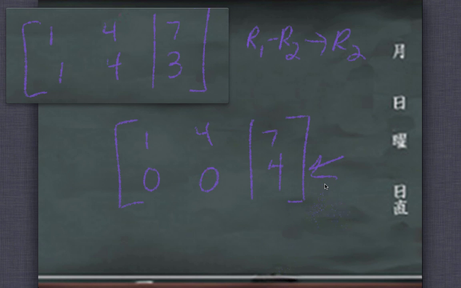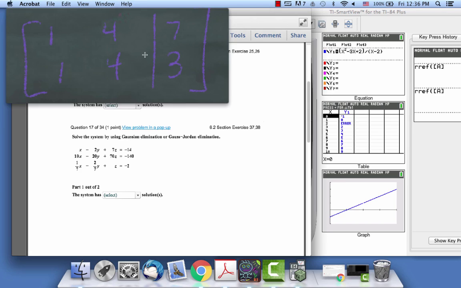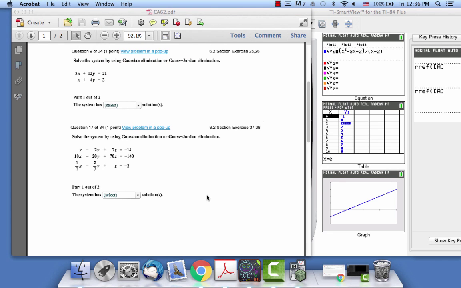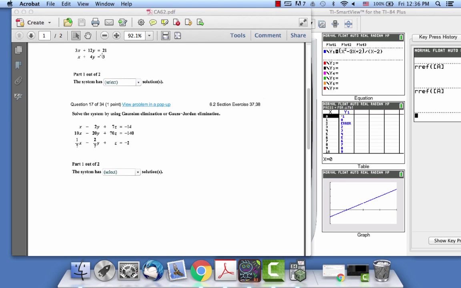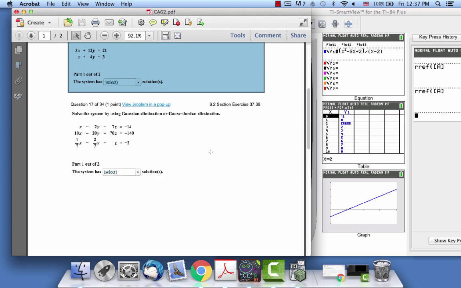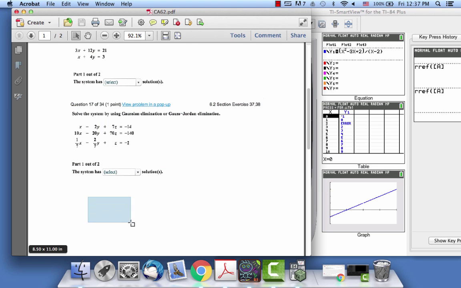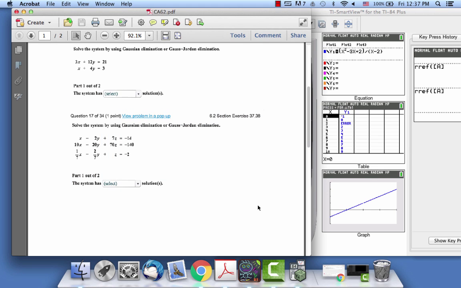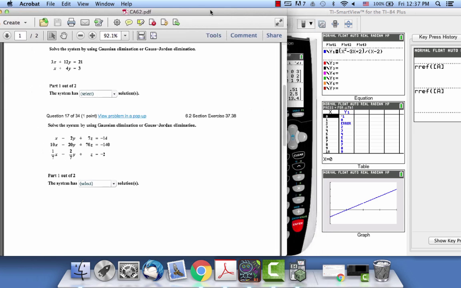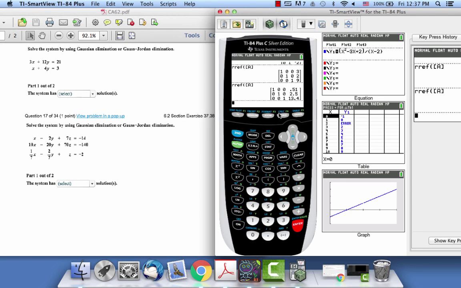So at this point I can say no solutions, because this is never true. So this one has no solutions. This one I'm going to go ahead and put in the calculator. Weird things are happening.